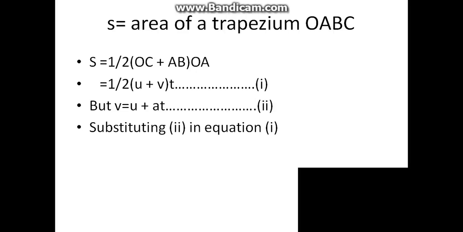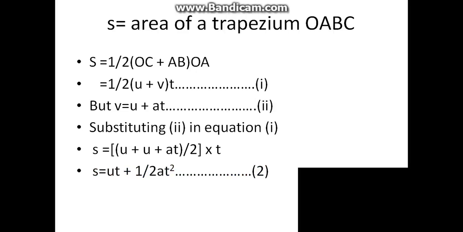Substituting II into equation I, we have that the distance is now equal to (u plus at) all over 2 times t. Then the distance s is now equal to ut plus half at squared. This will now be our equation 2.